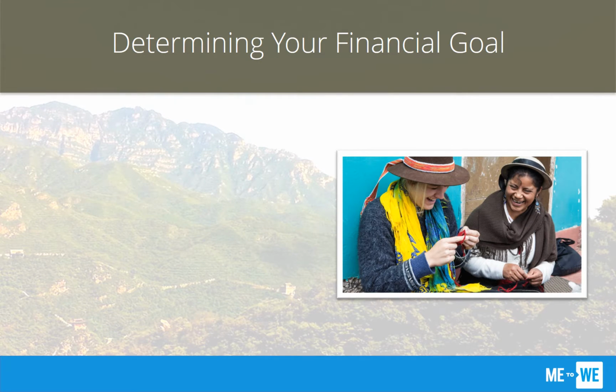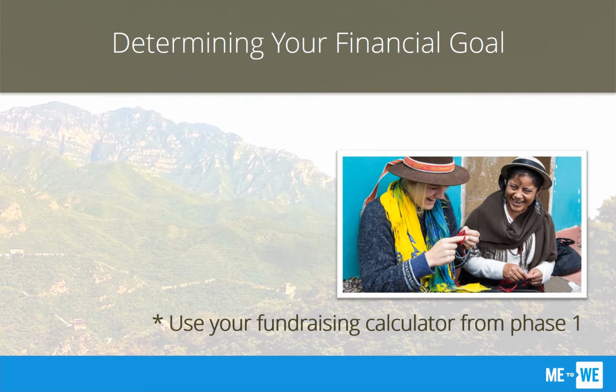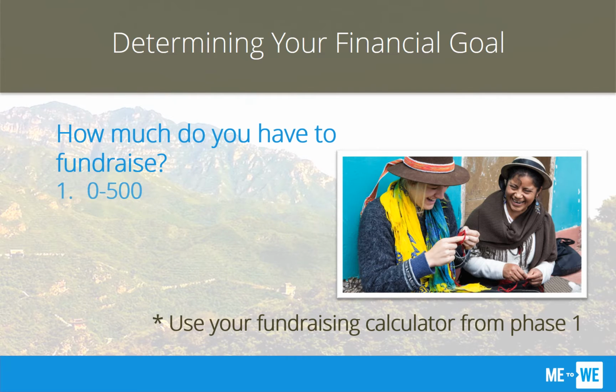Remember the fundraising calculator you completed in our last fundraising workbook? It's time to bring that back out and develop your fundraising plan based on your fundraising needs. How much do you need to fundraise? $0 to $500? Maybe it's $500 to $1,000. A lot of people have to fundraise the mid-range, about $1,000 to $2,500. But even more, fundraisers that travel with MeetAWee have to fundraise $2,500 or above, almost the entire amount of their trip.